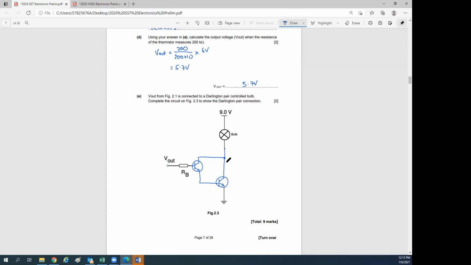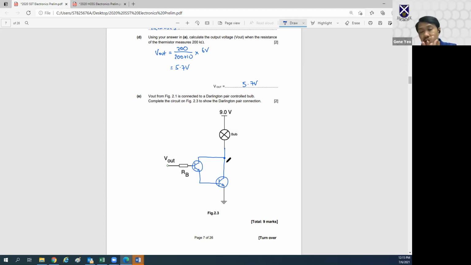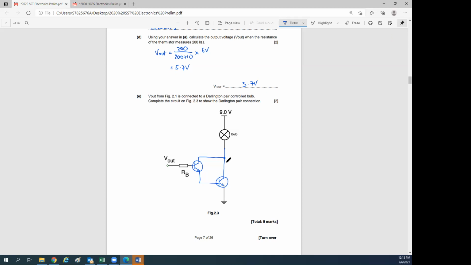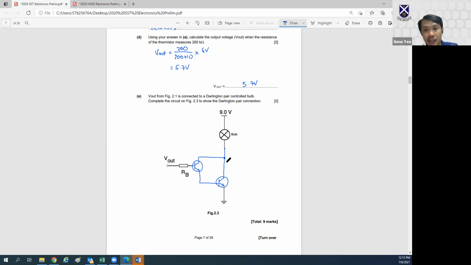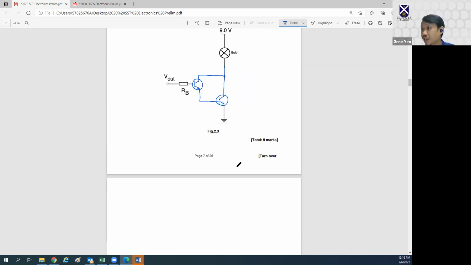Sir, will we be penalized if we don't draw the circle? To be honest, no. It's fine without a circle. Okay, thank you. Any other questions? Okay, if there are no questions, let's go on to question 3.